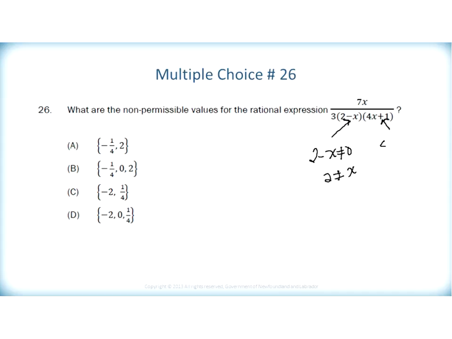We have 4x plus 1 cannot equal 0. So 4x cannot equal negative 1. x cannot equal negative 1/4. So we see that that would give us answer A. So make sure we identify the non-permissible values as the values that would make the denominator of an expression 0.